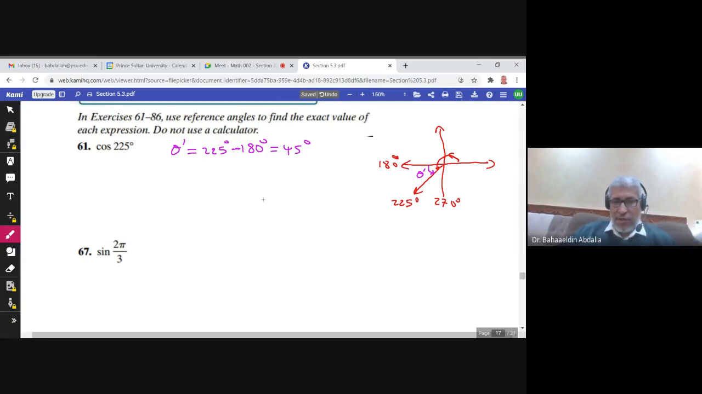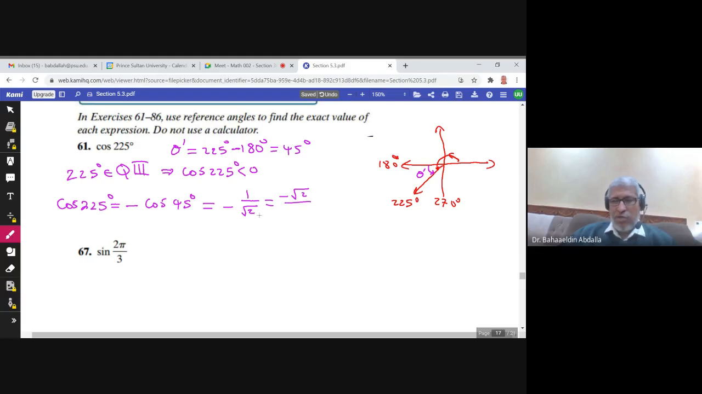So now also the angle 225 lies in the third quadrant. In the third quadrant, cosine is negative. So cosine 225 would be equal to negative cosine 45, because 45 is the reference angle of 225. And you can find cosine 45 by calculator. It is 1 over square root of 2, or if you rationalize the denominator, square root of 2 over 2.